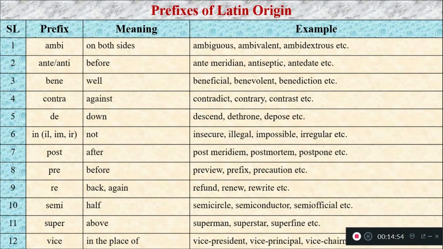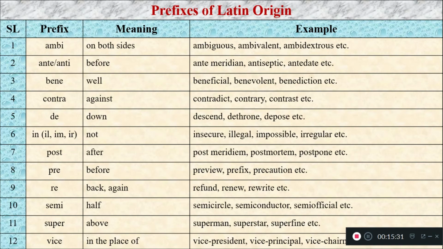The prefix post means after. For example, post meridian or PM means the time afternoon, after 12 o'clock in a day. Post mortem is a medical examination of a dead body after being alive. Postpone means to delay an event or to decide that something will happen at a later date or time. The prefix pre means before. For example, preview means an opportunity to see something such as a film or collection of works of art before it is shown to the public.